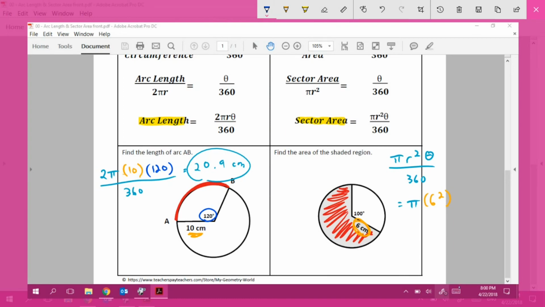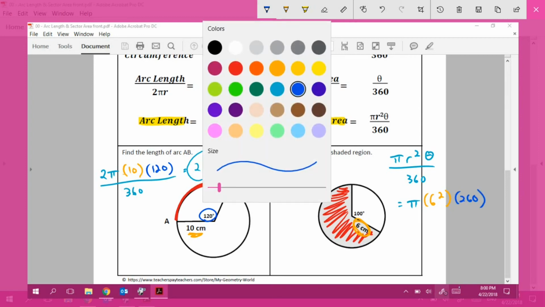100 is the non-shaded region. And how many degrees total are in a circle? 360. So if I want to find the degree measure of the shaded region, I'm going to take 360 and subtract that 100 that they gave me, which is 260. So my theta here is 260. And the rest of my formula is over 360.